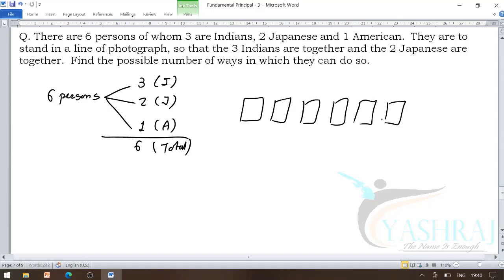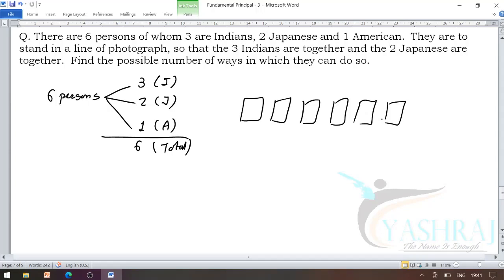5 and 6 boxes over there. So they are to stand in a line for a photograph so that 3 Indians are together and 2 Japanese are together. Find the possible number of ways in which they can do so.